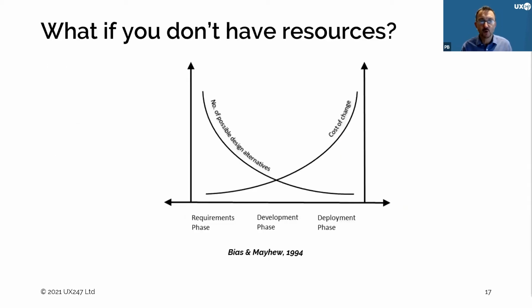So what if you don't have the resources? Rich covered this in his presentation when he talked about the development process and wanting to get people in at the wireframe stage. When somebody says to me, well, we haven't got much money or we haven't got much time, where should we do research? I always pull out this Bias and Mayhew graph, because it really illustrates the point perfectly. What it shows is that as we go through the development process, the number of possible design alternatives diminishes and the cost of making changes goes up.